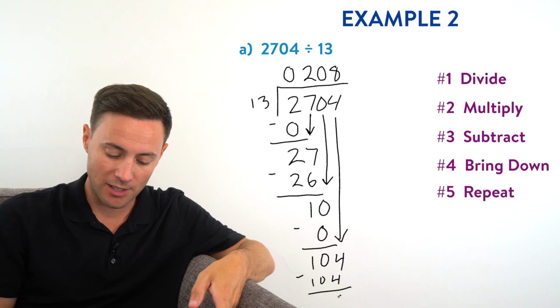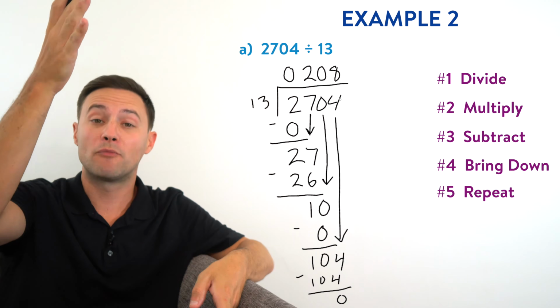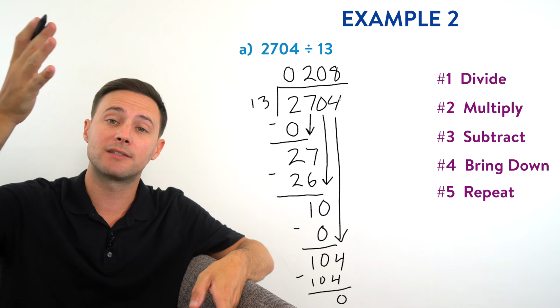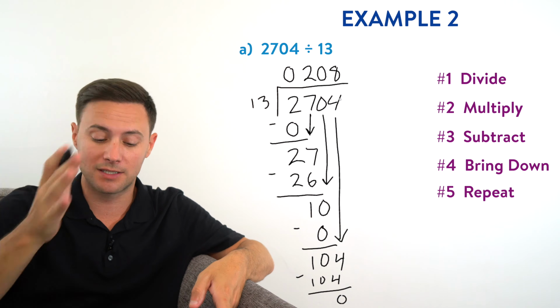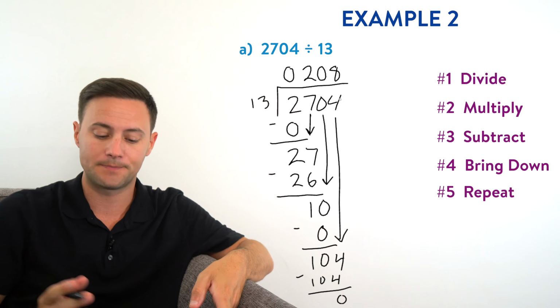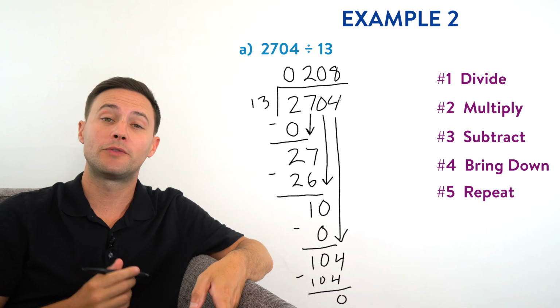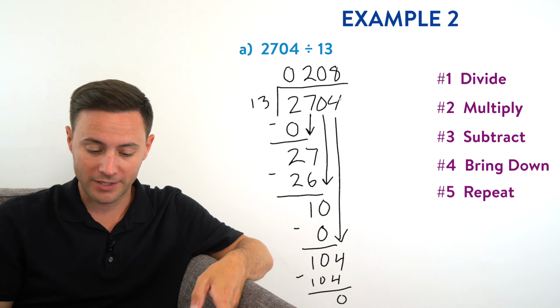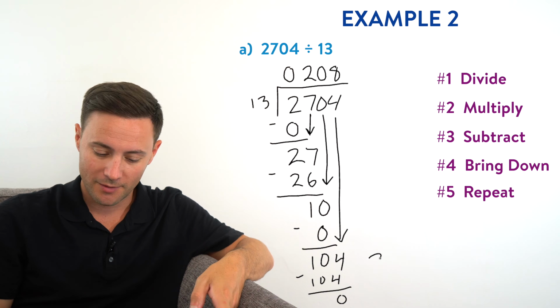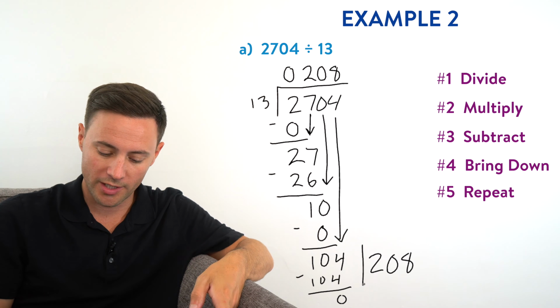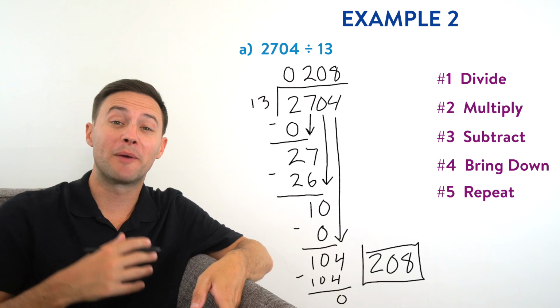Subtract, I have 0 left over, and I've brought down all the digits that I could bring down. You're not finished until you get to that last digit. So 2,704 divided by 13, what is the quotient? Well, the quotient is 208. All right, let's try part B.